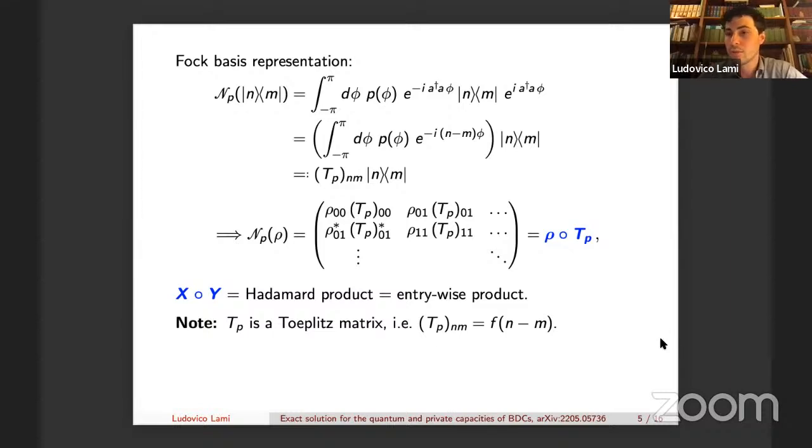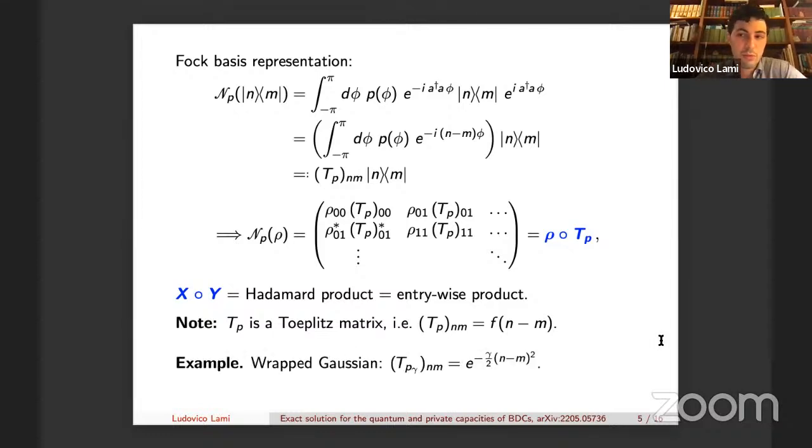Bits matrix. Okay, so what does it mean? It means that the entry nm is just a function of the difference n minus m. So this means that, for example, all the elements on the diagonal are the same, and all the elements on the line above the diagonal are also the same, but possibly different from those on the main diagonal.